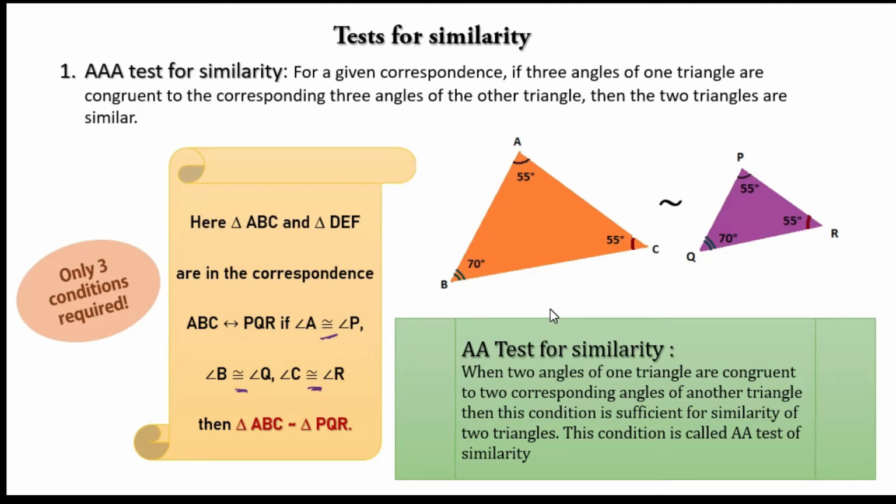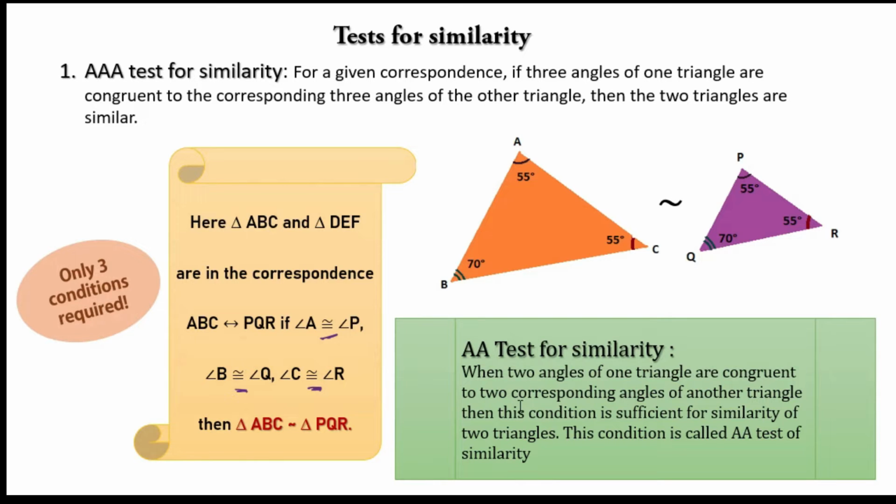Now, if you move further, we will have one more test which is coming from this AAA test, and the name of this test is the AA test. What does it say? When two angles of one triangle are congruent to two corresponding angles of another triangle, then this condition is sufficient for similarity of two triangles. This condition is called the AA test of similarity.